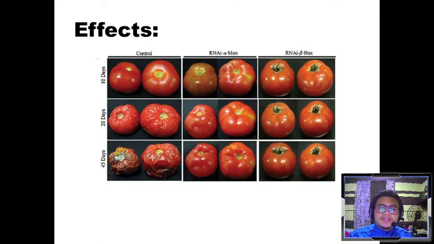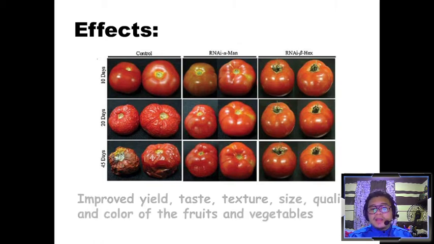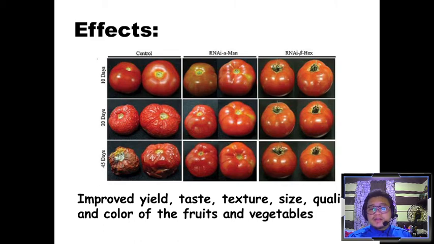So there, as you can see, in 45 days, the normal tomato is already rotten, but those genetically modified organisms lasted longer. And there are still several effects of how genetically modified organisms can benefit us, because it can improve the yield, like for rice, the taste, even the texture, the size, the quality, and the color of the fruits and vegetables.